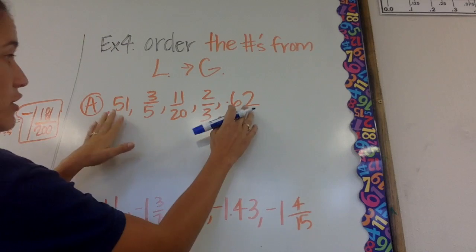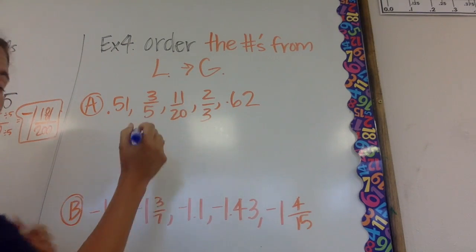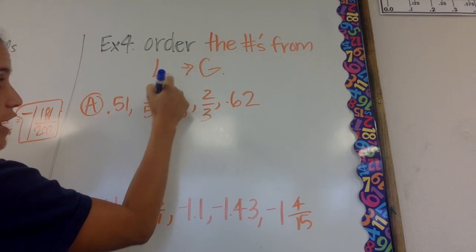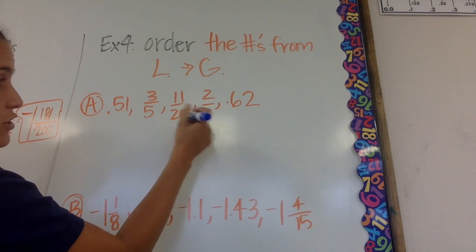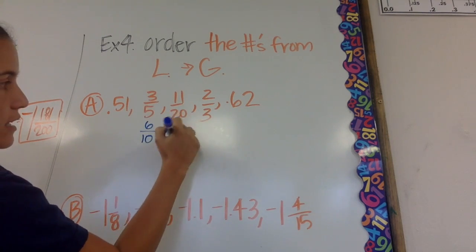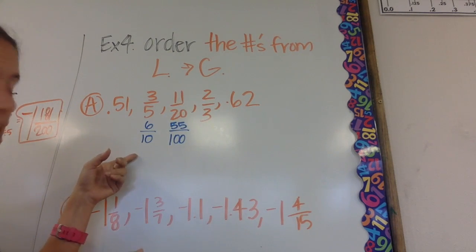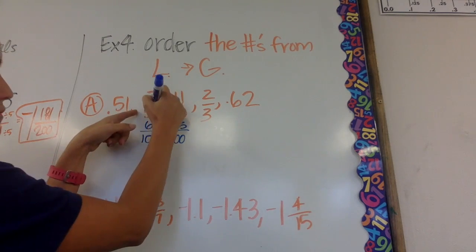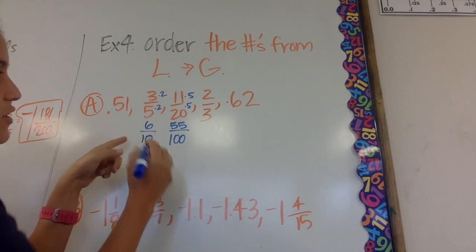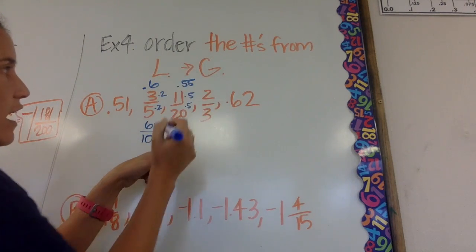So we already have 2 that are decimals. So we need to convert these 3. Now, I know that I could divide them, but if I can get an equivalent fraction out of 10 or 100, I'm going to do that. So this one is 6 tenths, and this one is, because I got that by saying 5 times 2 and 20 times 5. So this would be 0.6 and 0.55.